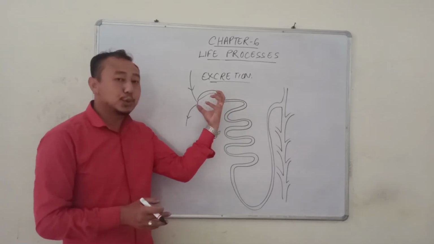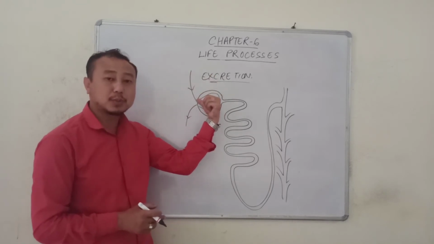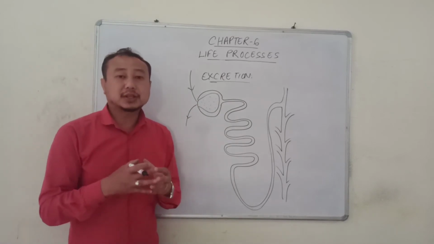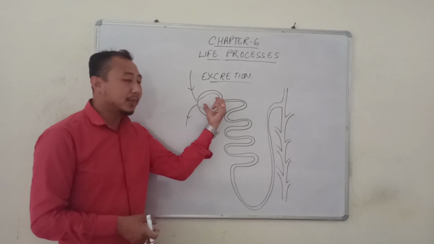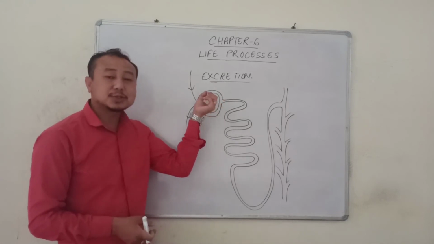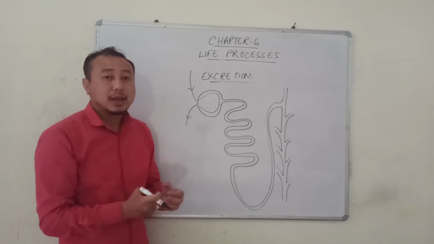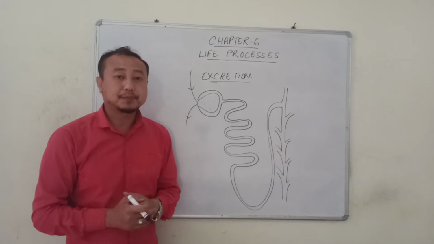The Bowman's capsule is connected with the blood vessel, one bringing the blood from different parts of the body which contains the waste material, and another one will carry the filtered blood to other parts of the body back again. Inside this Bowman's capsule, the waste material that is present in the blood will be filtered out with some amount of water. This filtered, waste-containing water, we call it urine.